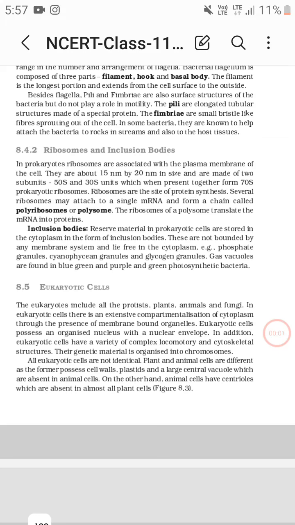So the ribosomes and inclusion bodies. There are polyribosomes or polysomes and inclusion bodies. So what are these? Several ribosomes may attach to a single mRNA and form a chain called polyribosomes or polysomes. Okay, now inclusion bodies.